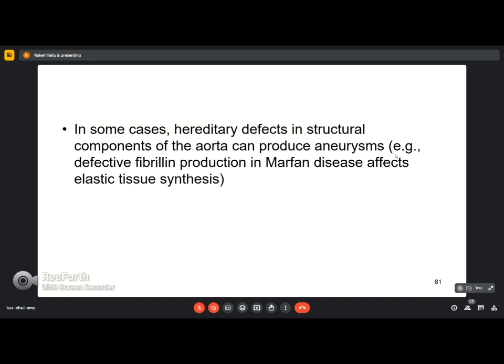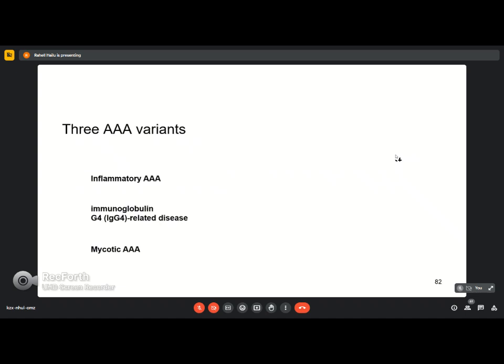So in some cases, hereditary defects, if you remember Marfan disease, where there is abnormal cross-linkage of fibrin in the formation of collagen, so there's a weak collagen forming as part of the extracellular matrix material. The weak extracellular matrix material is not really resistant to any sort of pressure or any sort of demand. So it's more likely to be weak, and it's more likely to result in aneurysms.